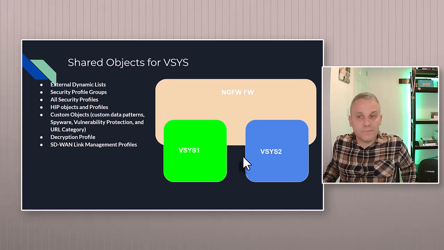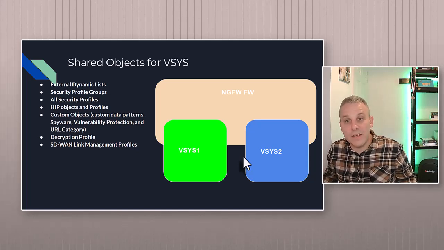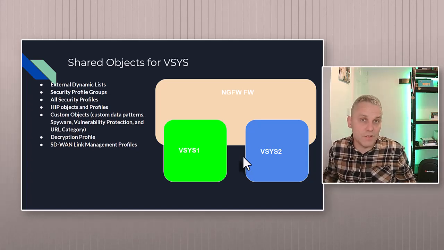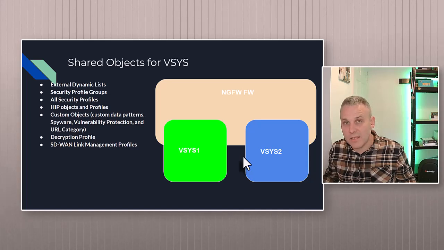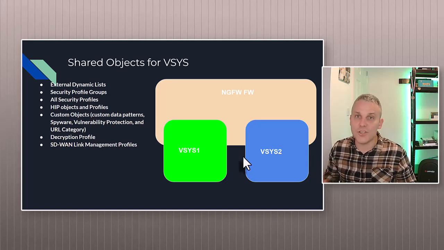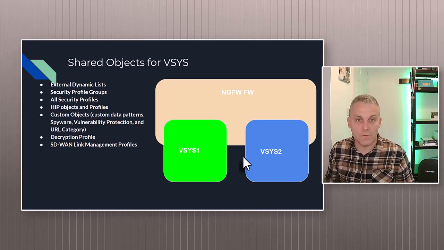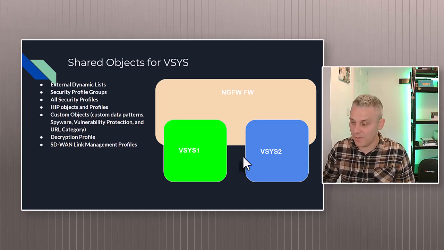Now, we can also have shared objects for our VSYS as well. So from an efficiency point of view, you might want to have a shared list, global external dynamic lists, or shared URL objects, security profile groups. You can share them, or you can be granular and have them on a per VSYS basis. Okay, so the choice is up to the administrator basically.